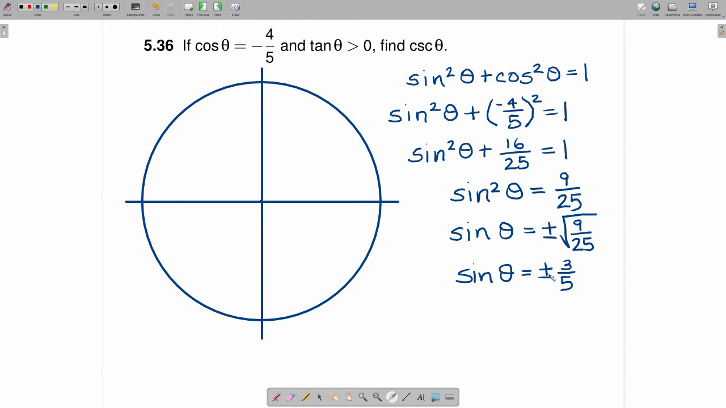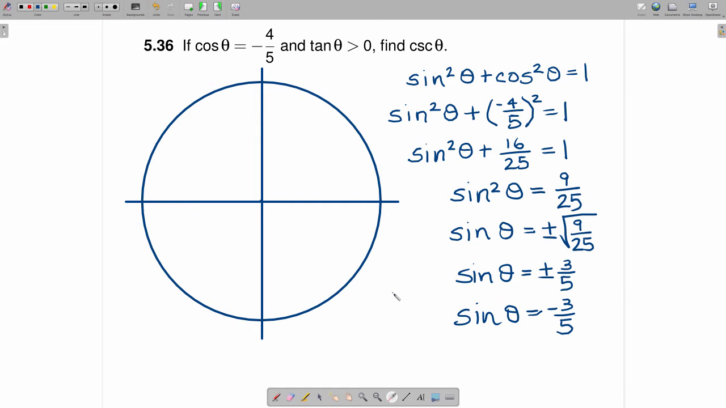Well, is it positive or is it negative 3/5? We've already determined that we are out here in quadrant 3. We know negative 4/5 is the cosine, and so negative 3/5 is the sine, so we can discard the positive and go with sine of theta is equal to negative 3/5.